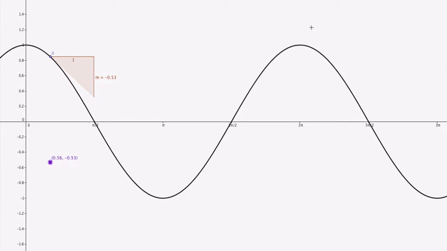Okay, so in this video I'm going to show you, or at least try and illustrate for you, what the derivative of this function is. And you should be very familiar with this function. It's y is equal to cosine x.